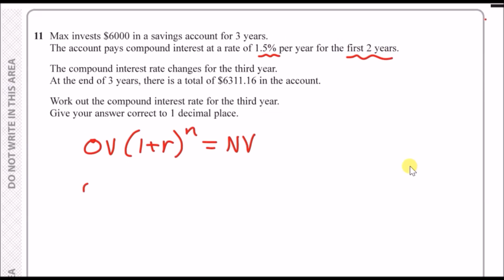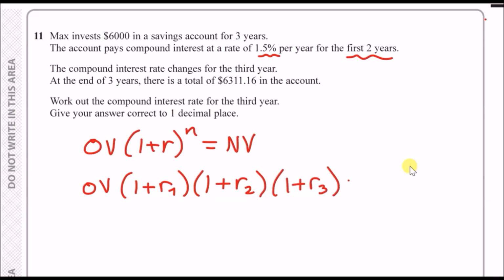So this is now the original value times 1 plus the first year's rate, let's call this R1, times the second year's rate, R2, times the third year's rate, R3, and it's now going to equal a new value. Well, all we can do now is literally put in everything we know.